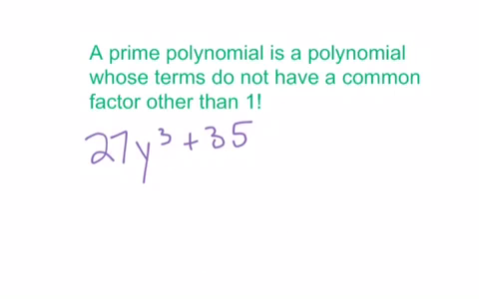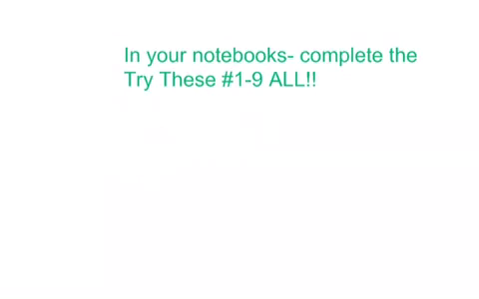Alrighty. A prime polynomial is a polynomial whose terms do not have a common factor other than 1. So right here, 27 and 35 only share a common factor of 1. And there's no y factor over here. There's only one y. So this is a prime polynomial. Okay, you won't see too many of those, but you will see them.